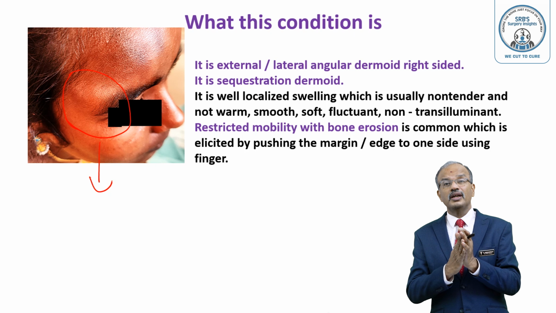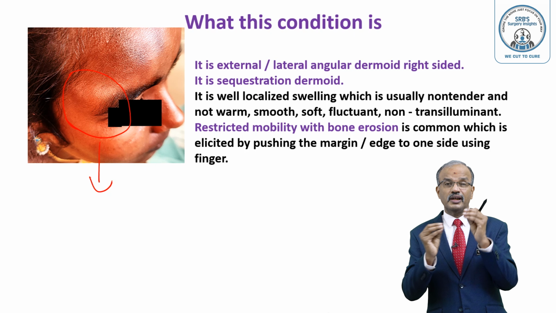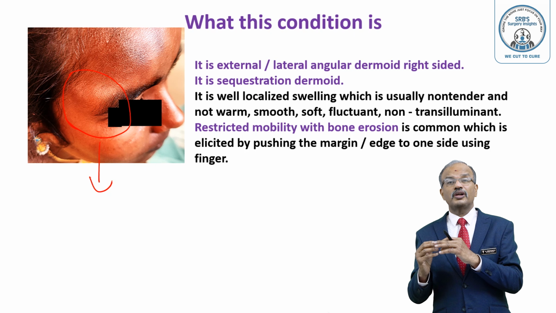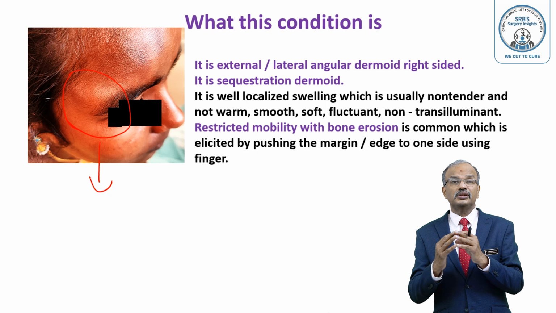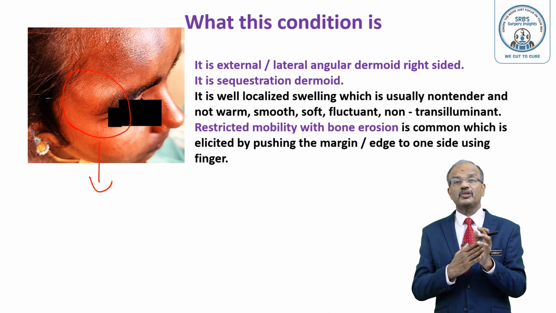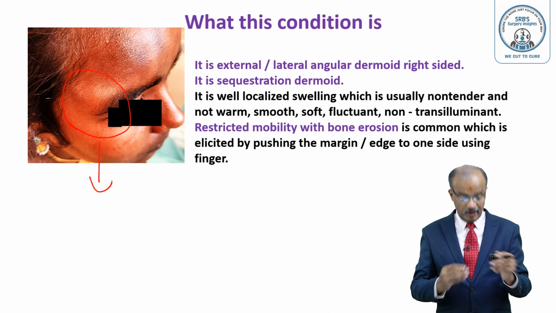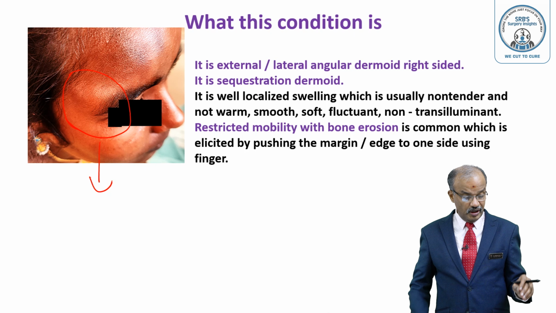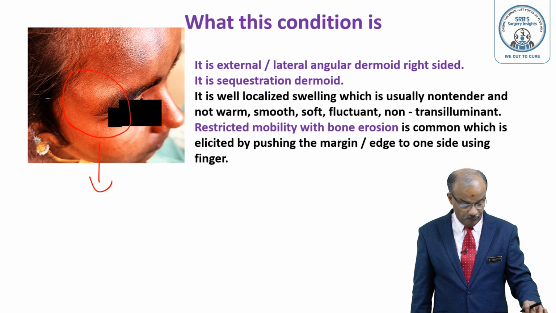You can always read SRB's Manual of Surgery, where detail of which suture line each dermoid can occur at is very clearly mentioned. So please go through that, SRB's Manual of Surgery, swelling chapter. It will give very detailed information about the sequestration dermoid, which is a short note also.